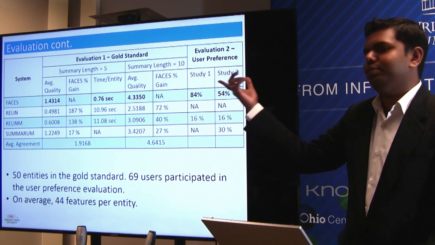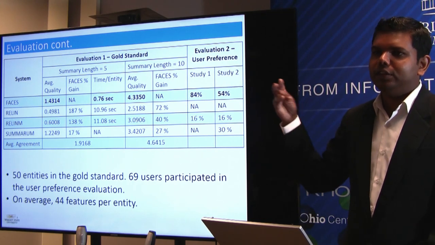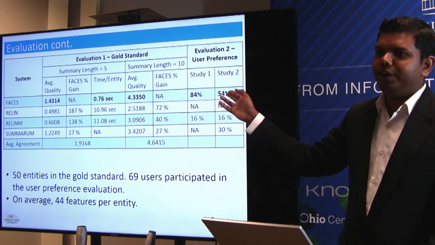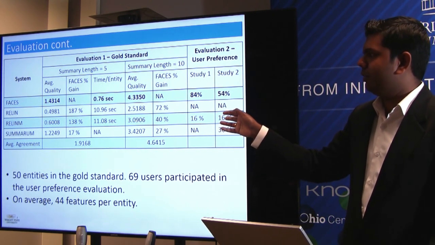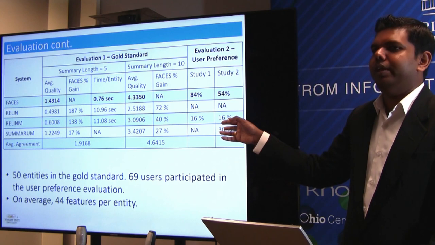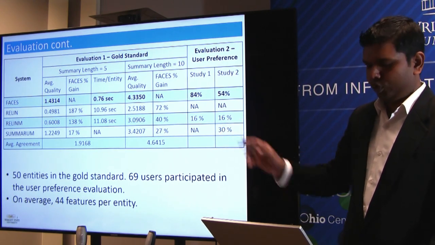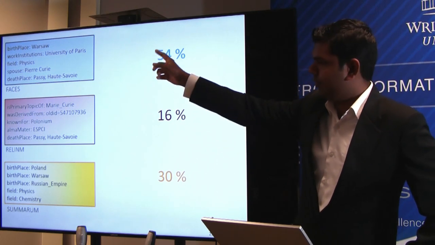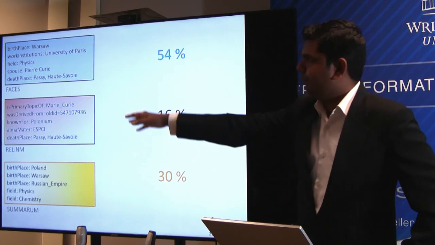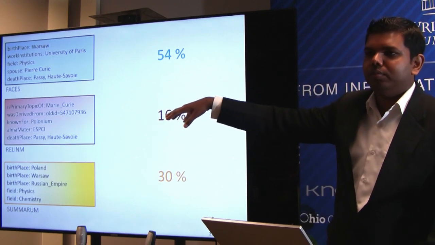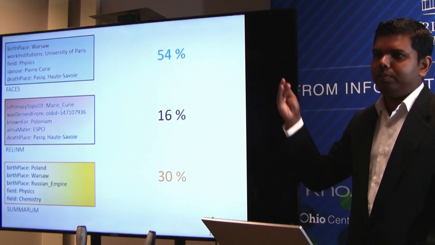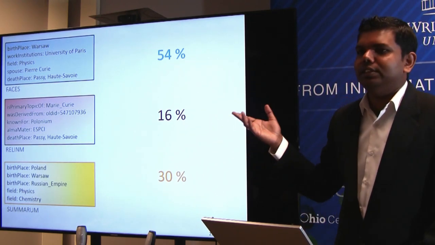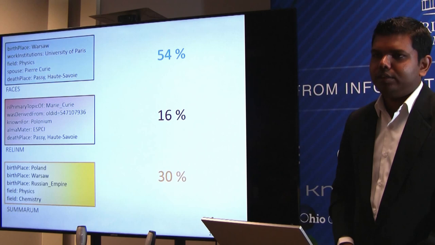I just measured their preference, the percentage. So let's say out of 100, 54 of them liked Faces, 16 of them liked Raylene, 30 of them liked Samaram. For example, for one entity, we gave them these three summaries. We didn't mention the names. We asked them, what do you like in order? Overall, by average, these are the percentages of how much they liked each one over the others.